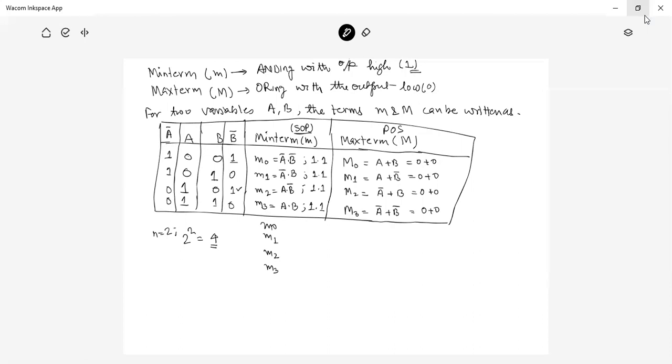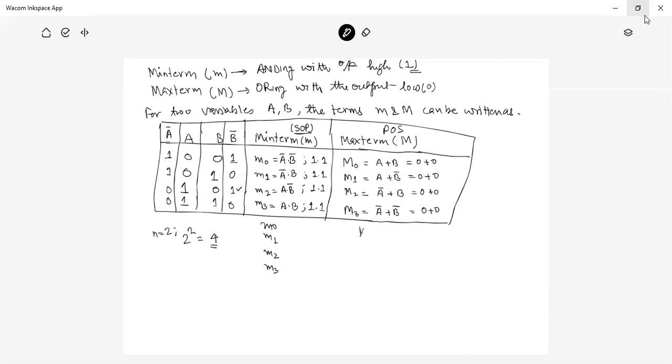Here it is M2. In M2, A is 1, B is 0. So we take A bar. So A bar plus B. A bar plus B is equal to 0 plus 0. Now M3, both are 1. A is 1, B is 1. So we take A bar is 0, B bar is 0. So 0 plus 0 means A bar plus B bar.